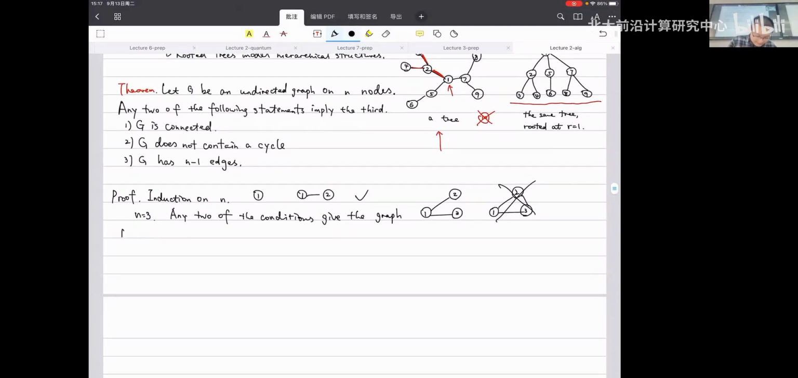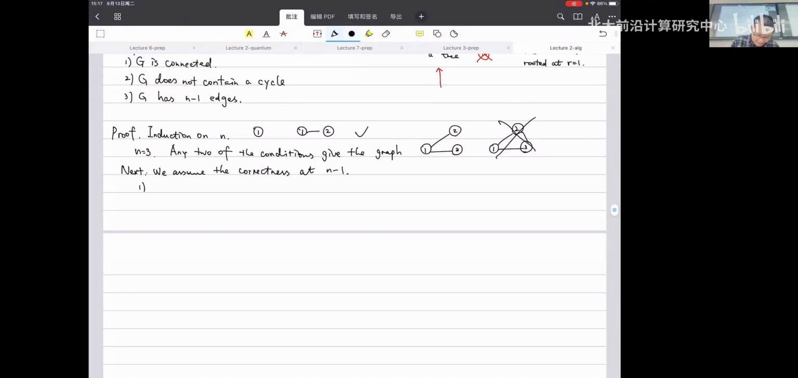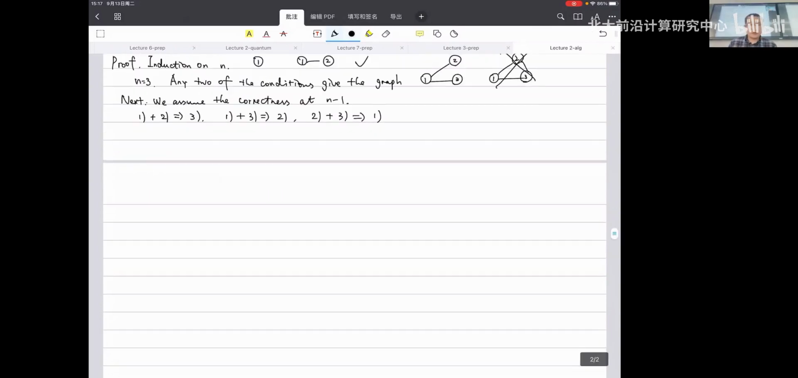So next, we assume the correctness at n-1. If you want to show the correctness of the theorem, we need to show 3 things. We need to show that 1 plus 2 implies 3, and 1 plus 3 implies 2, and also 2 plus 3 implies 1. For the convenience of our discussion, let's first assume the case 3 is true.